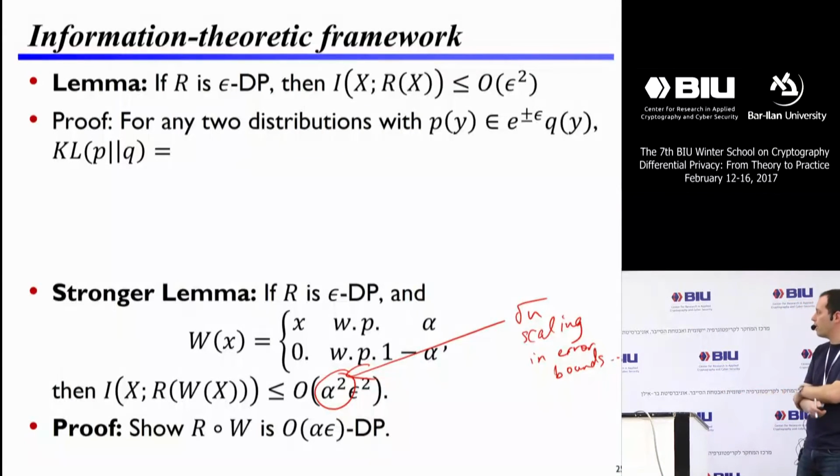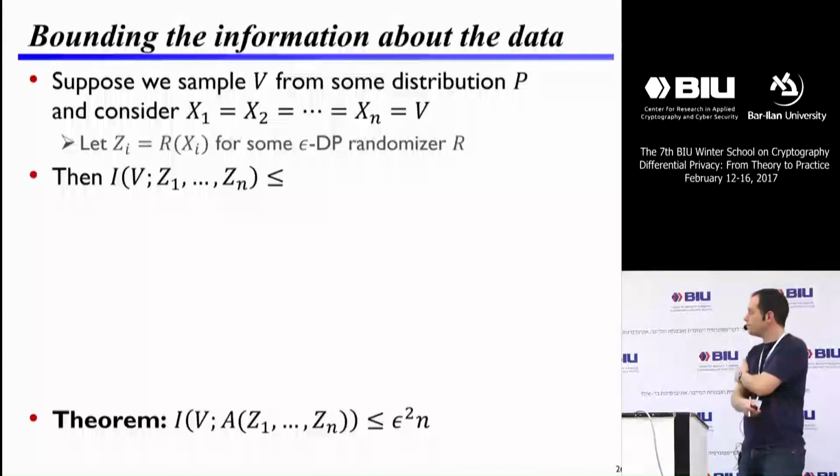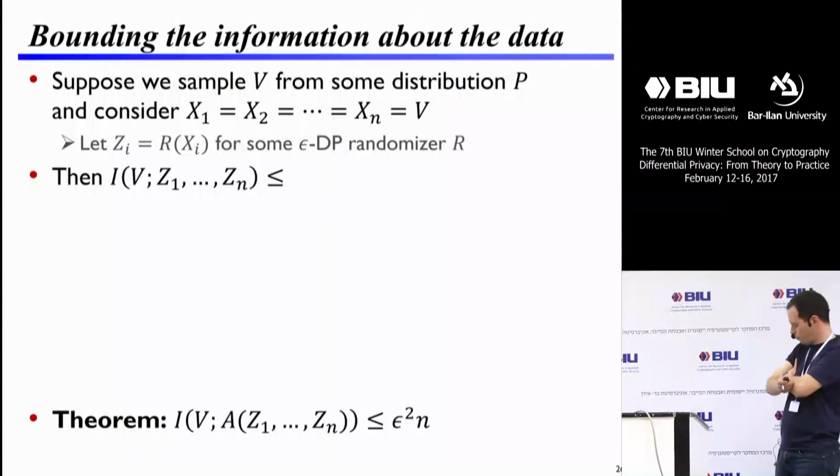It's on the order of alpha squared epsilon squared. Okay, so now suppose we want to bound information about the whole process. We now want to understand the whole process, right? So we're going to imagine the following thing. We're going to sample some special value v from a distribution, and we're going to consider a data set that consists entirely of copies of v.